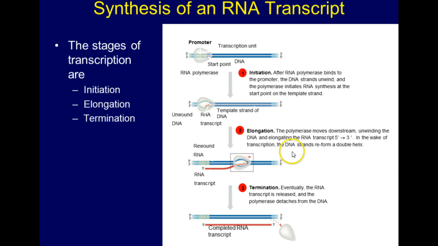And it says here, in the wake of transcription, the DNA strands reform. All that means is, as this thing moves this way, the helix closes back up behind it. So it might be a good idea to write that down. In the wake of transcription, DNA strands reform a double helix. So you can see right here now that that has closed up. That's what they're talking about. Then eventually in termination, the RNA transcript is released. Here you see it being released, and the polymerase detaches from the DNA. So that's a general overview of the synthesis of an RNA transcript. Let's talk about them more specifically now.